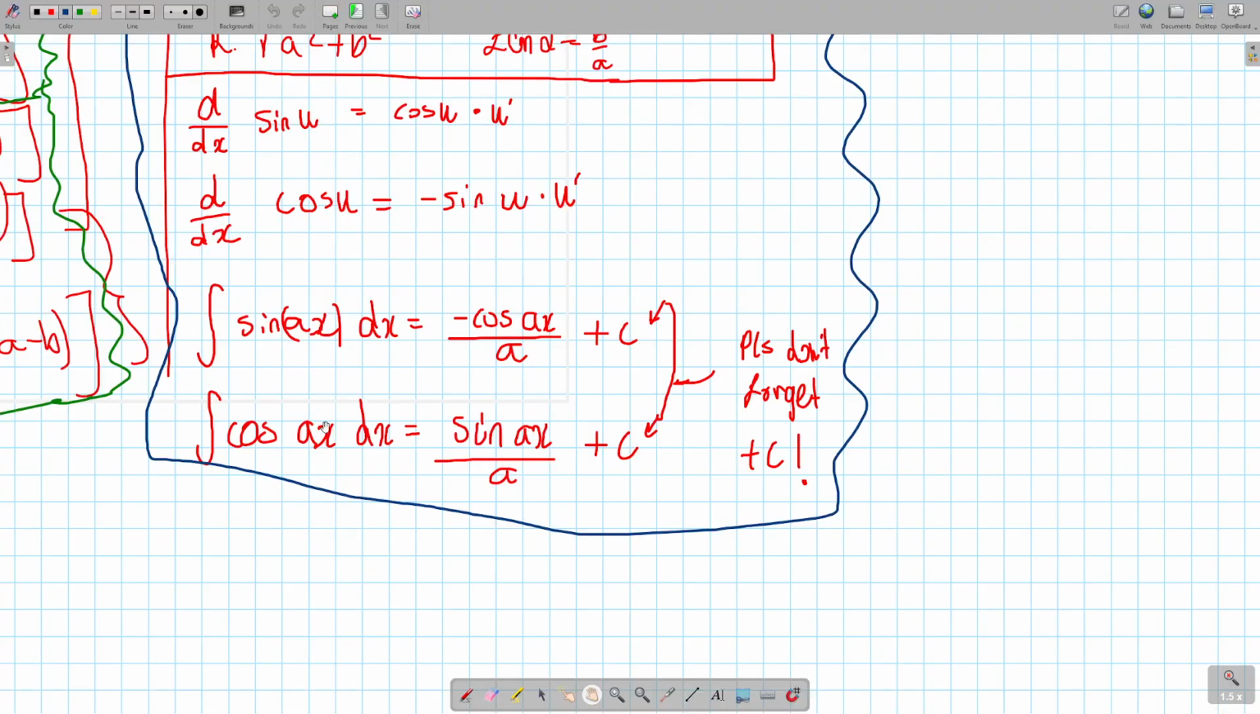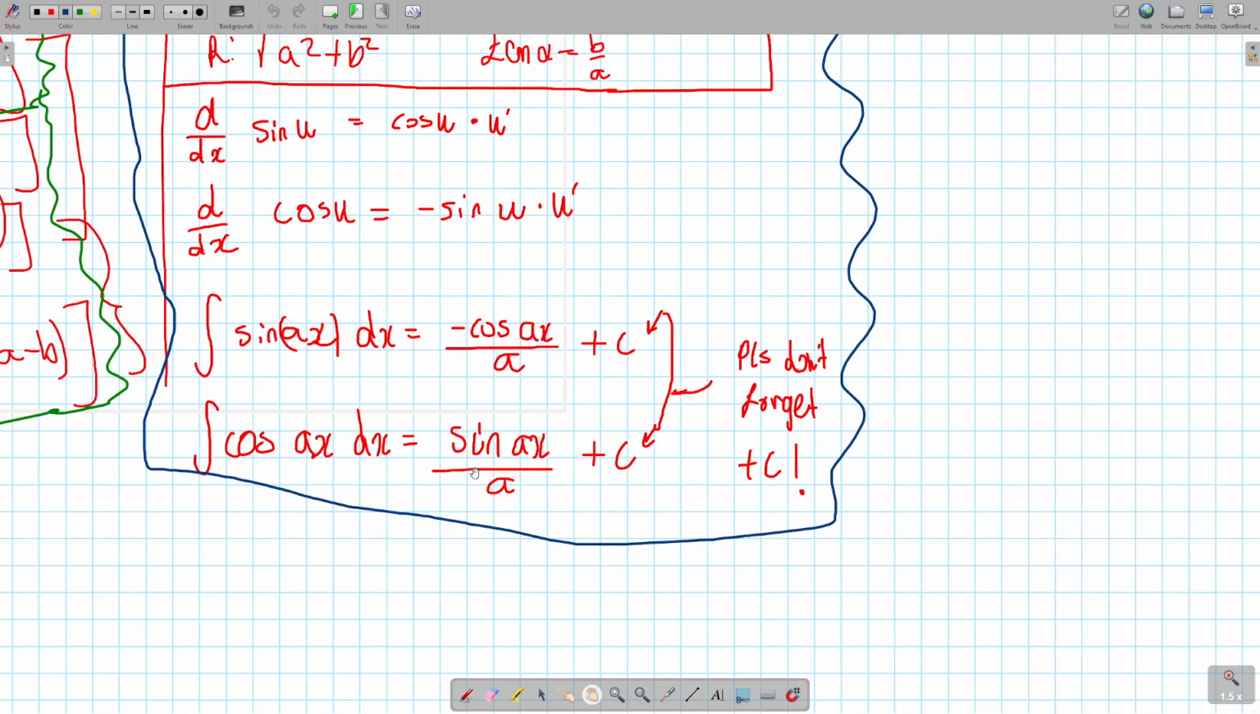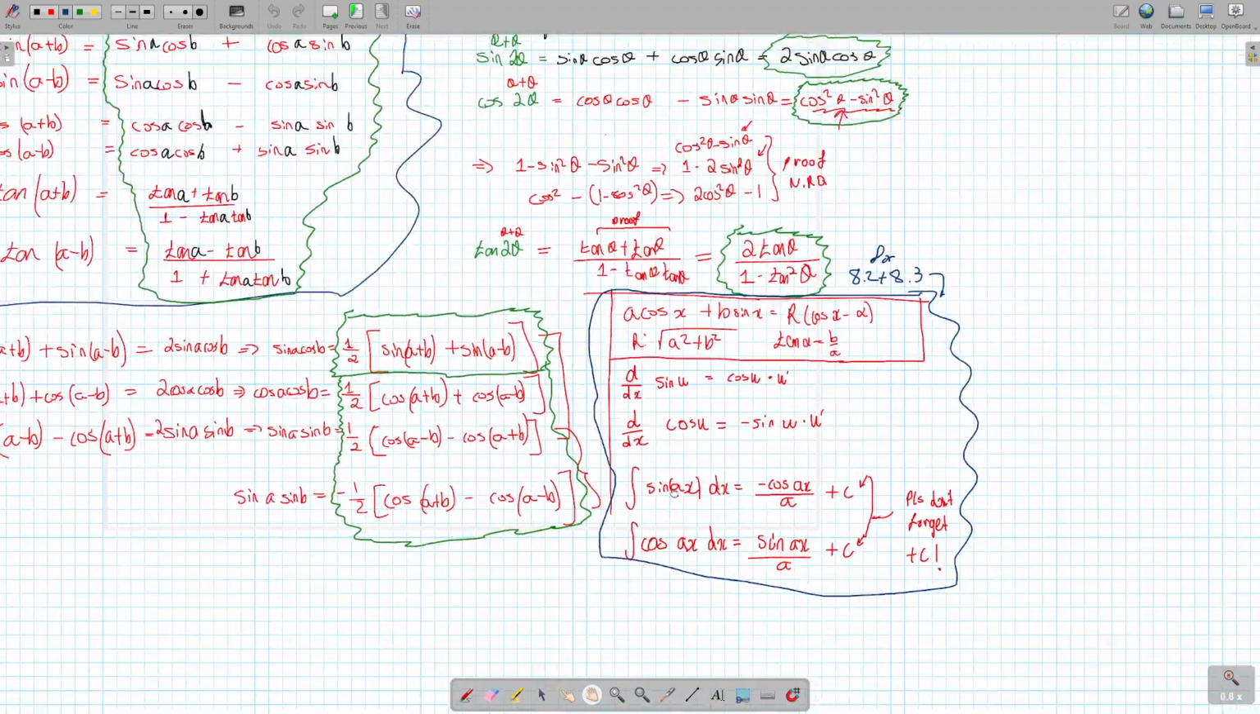And then for integral cosine, it's just sine. Because when you derive what, do you get cosine? Integral is just the other way around of derivative. So if you derive sine, you get cosine. That means if you integrate cosine, you get sine. You understand what I mean? Please don't forget the plus c. Moving on.